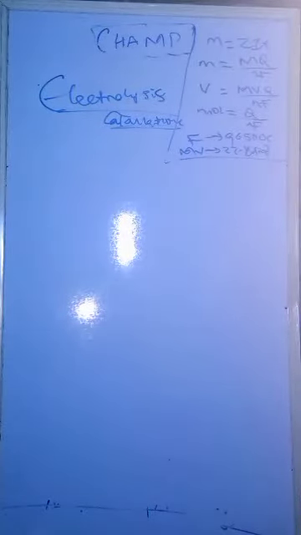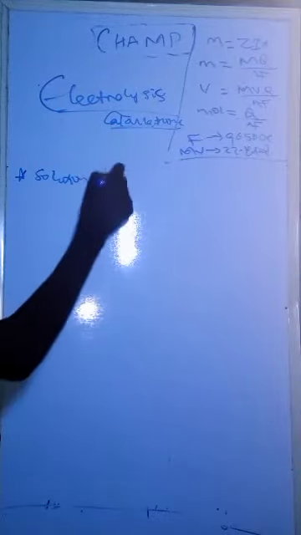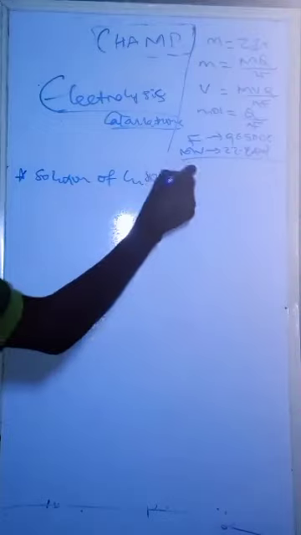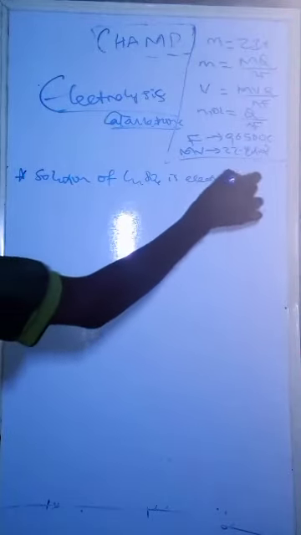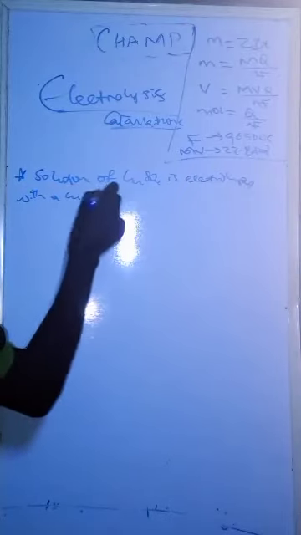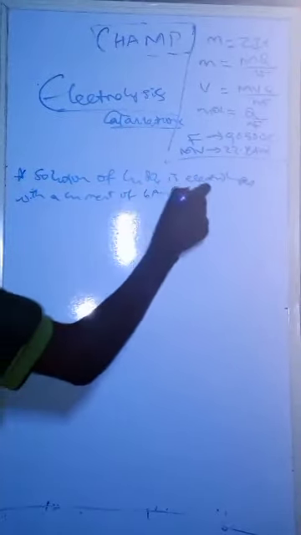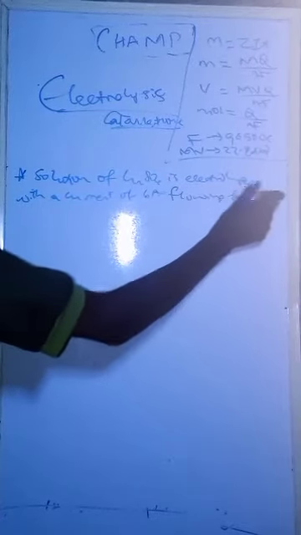So let's move. We have our first question here. Yes, they said, please permit me to get the question. We are told a solution of CuSO4 is electrolyzed with a current of 6 ampere flowing for 5 hours.